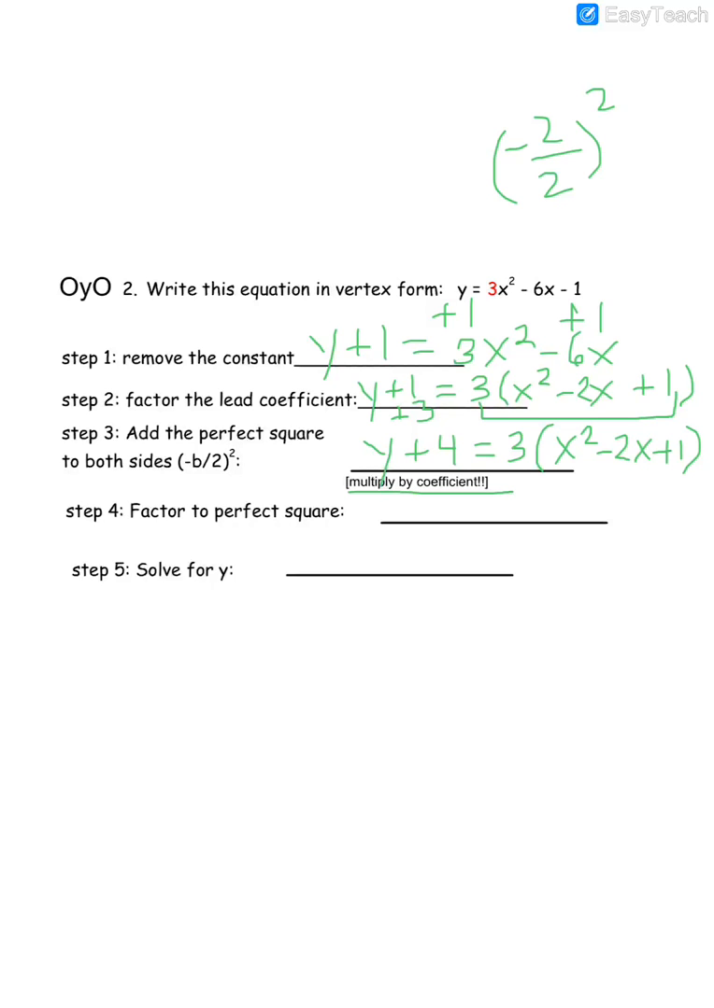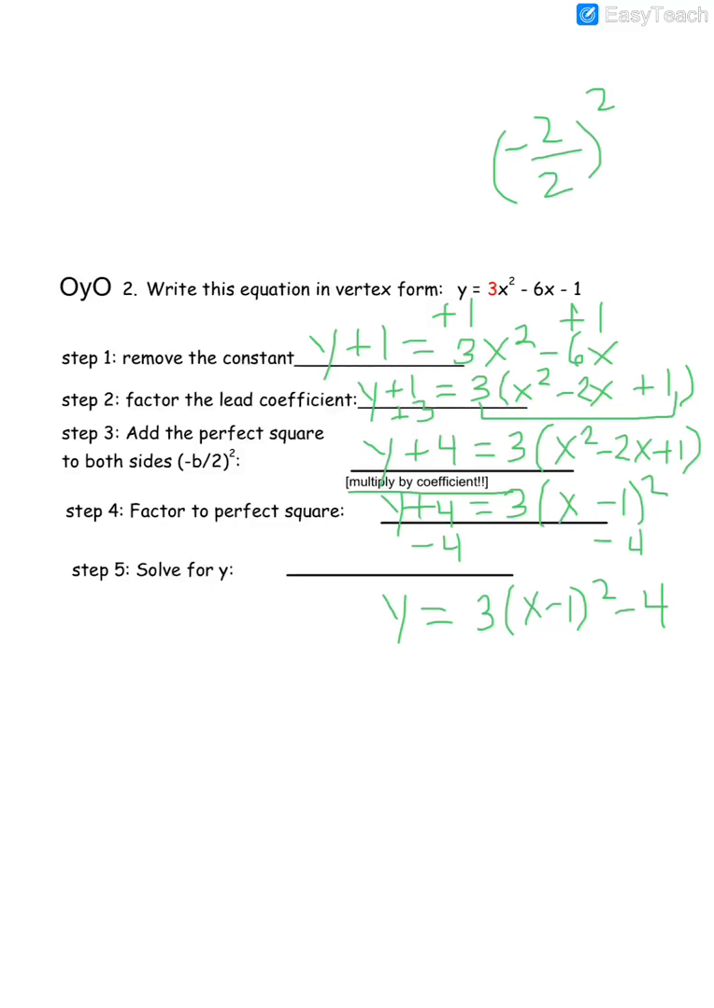Okay, on the next line, it says factor the perfect square. So I'm going to get y plus 4 equals 3 parentheses, and this is x minus 1 squared. And then I'm going to solve for y by subtracting 4 on each side. And I'm going to get y equals 3 parentheses x minus 1 squared minus 4.